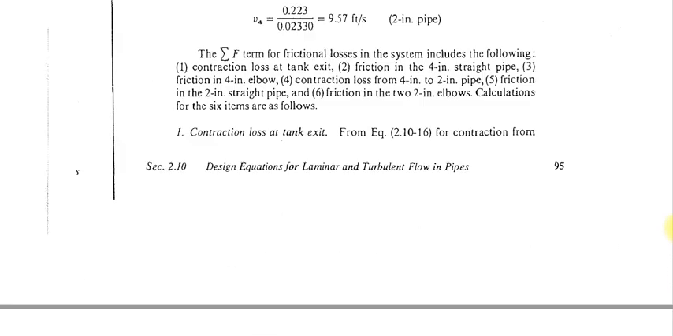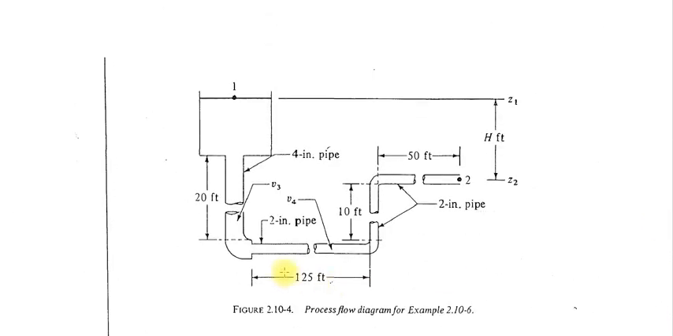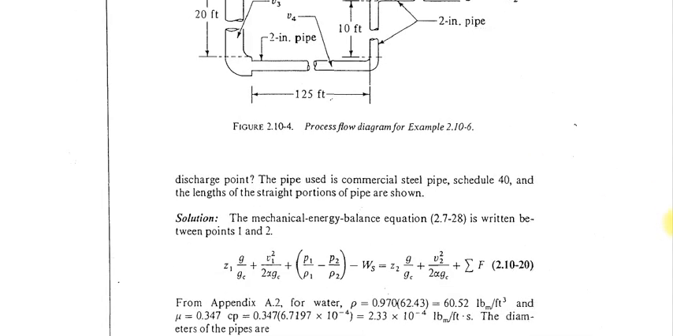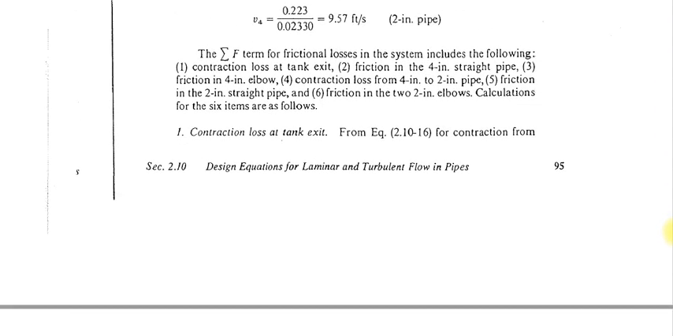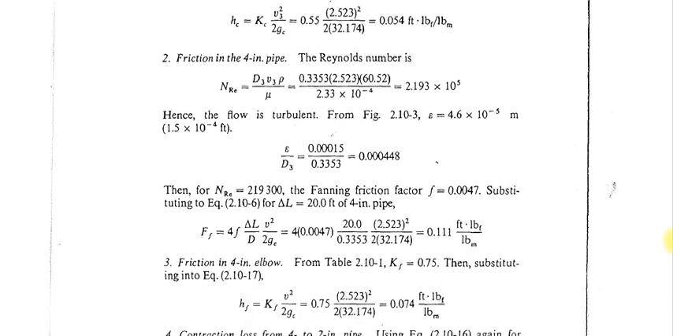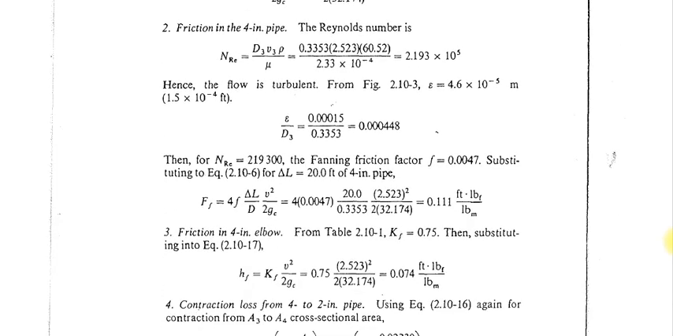Now we have to calculate the friction loss in the 2-inch pipe. Basically the fluid is flowing from this point to this point. So due to the friction of the solid wall of the pipe, what is the loss? The overall length of the pipe is 125 plus 10 plus 50. Due to this long pipe, how much mechanical energy is converting into thermal energy? So the formula again is 4f delta L by D.